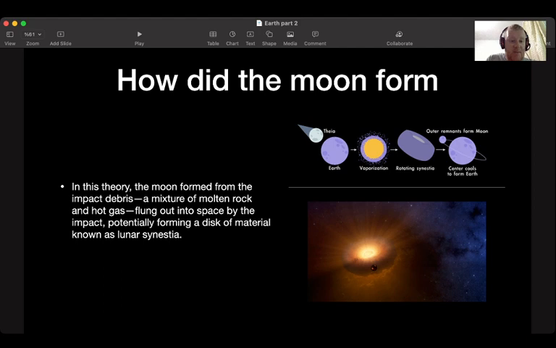In this theory, the Moon formed from the impact debris, a mixture of molten rock and hot gas flung out into space by the impact, potentially forming a disk of material known as a lunar synestia. So, this is the artwork of what might have happened when the moon was formed, the moon that is orbiting around our planet right now, the piece of rock that we see in the sky at night or sometimes during the day.